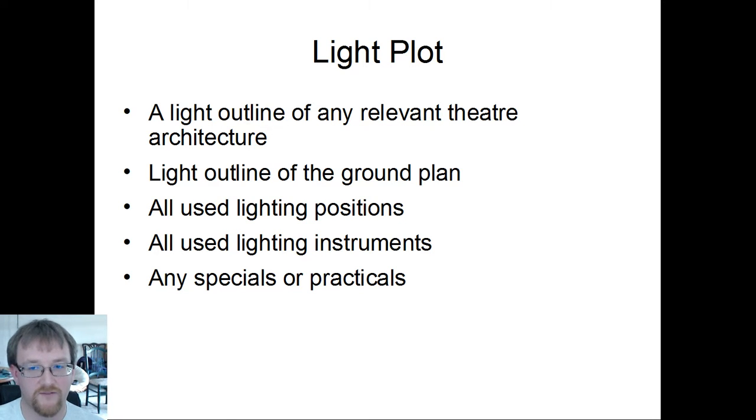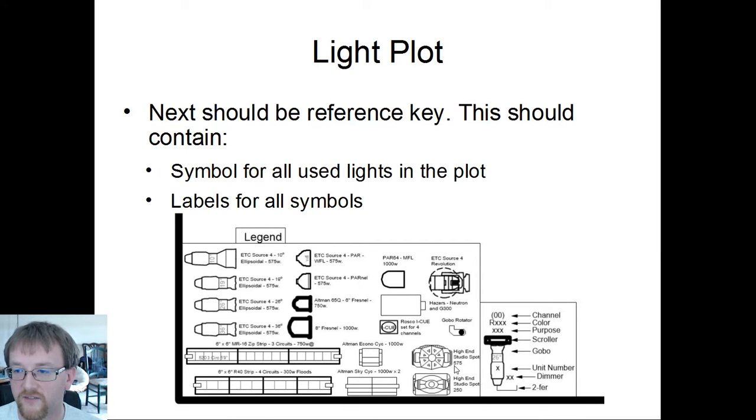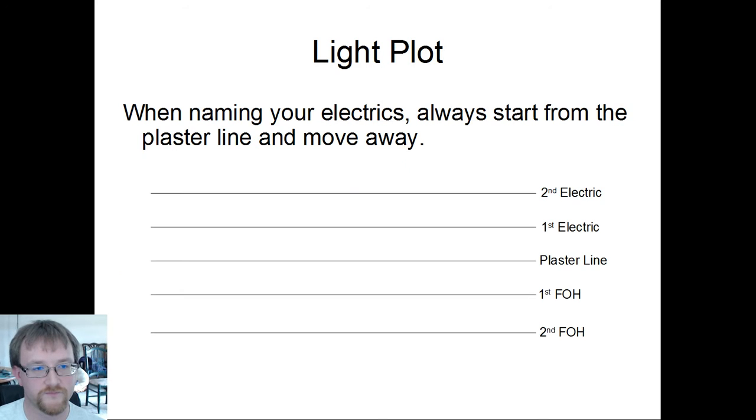You should also have all of the lighting positions, as well as the lighting instruments that go on those positions, and then any specials or practicals when you actually start putting all of your lighting units on there. Practicals, again, do I have any on this one? I don't. The standard symbol for a practical is a triangle, and just put that on your legend. It really doesn't matter what symbol you use for practical as long as it's on your legend, if that makes sense. All of your electrics need to be labeled as well.